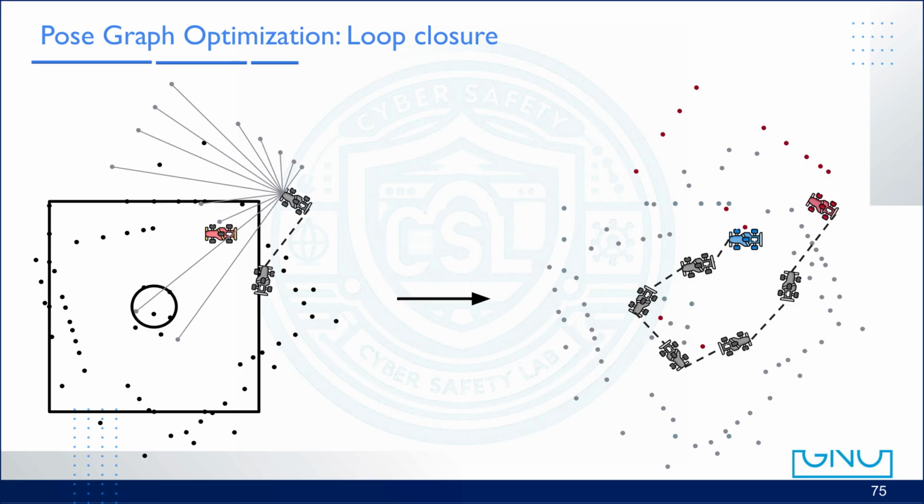Here we isolate the blue and red scans. These are from the first and last positions of the robot.